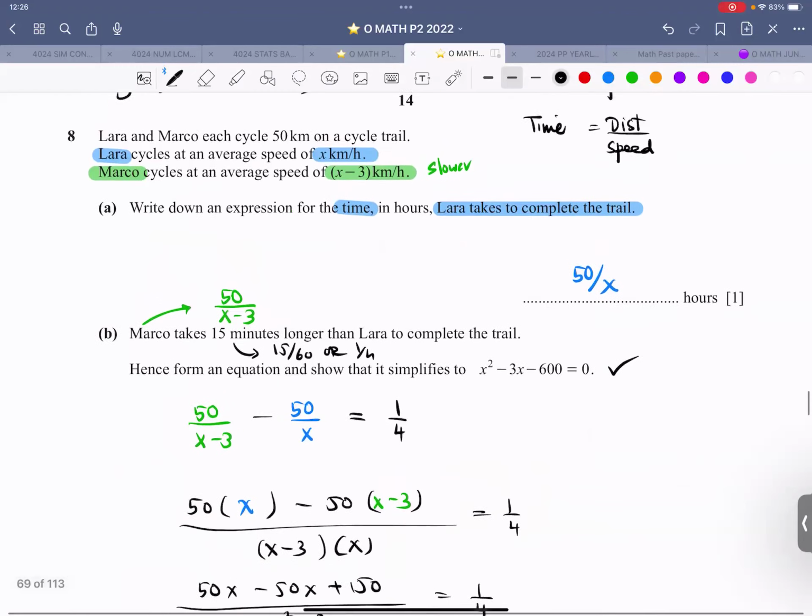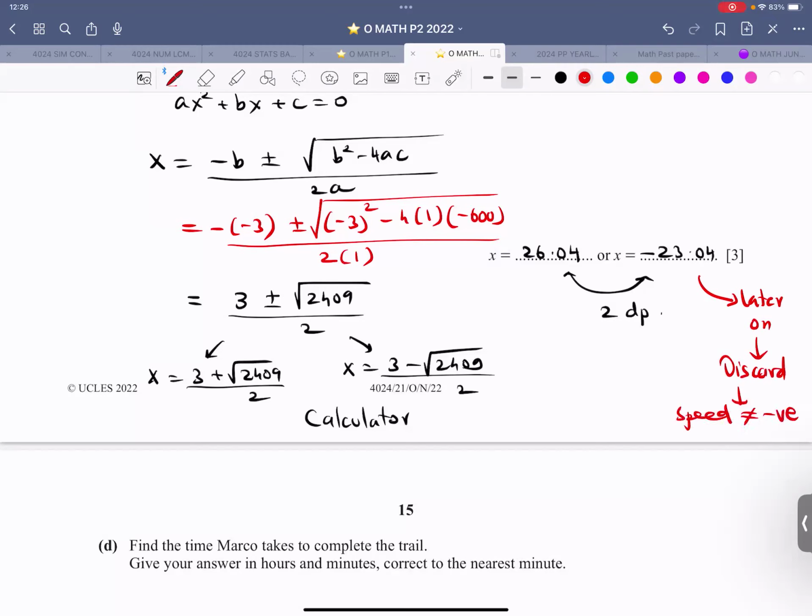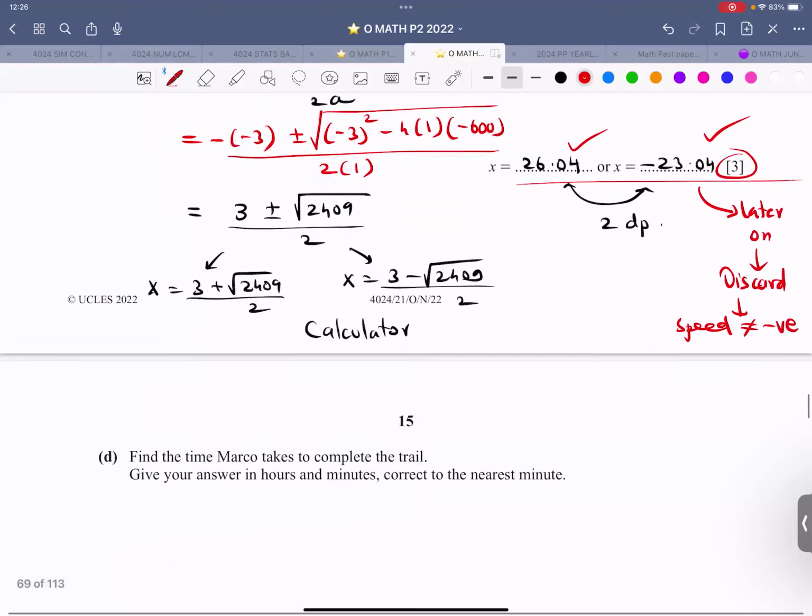This is the value of x. What is x? x is the speed. Now, later on, not right now, we have to discard this because speed cannot be negative. But right now, you have to give this value for this particular part in order to gain 3 marks.